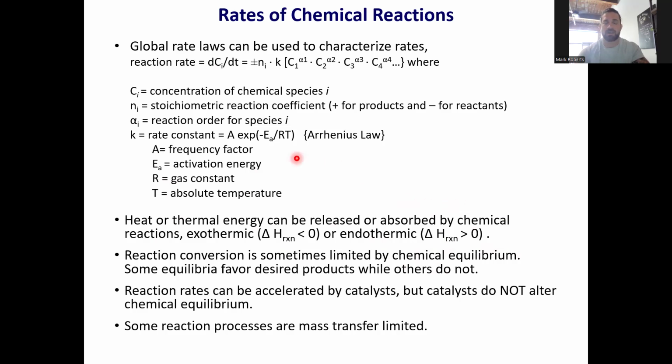Some reactions can be defined to be reversible or irreversible. So an irreversible reaction will only go forward. A reversible reaction can go forward and in reverse. And these reversible reactions are sometimes limited by chemical equilibrium. And some equilibria favor your desired products where others might not. Other important aspects of chemical reactions is the use of catalysts, and catalysts can accelerate the rates of reactions while not affecting the chemical equilibrium.